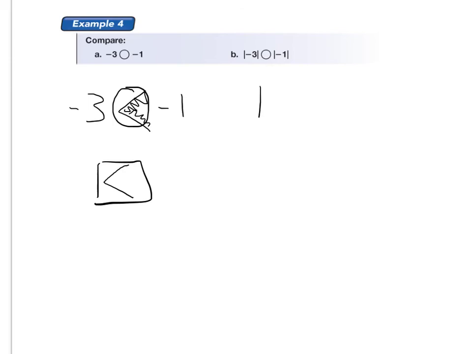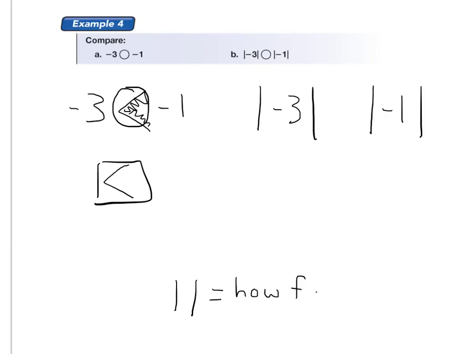On part B, I've got the absolute value of negative 3 compared to the absolute value of negative 1. Well, remember that graph we did when we said what numbers are 4 spaces away from 0? That is what absolute value means: how many spaces away from 0. So when you see this set of lines, that means how far from 0. You should write that in your notes. And again, this is called absolute value.